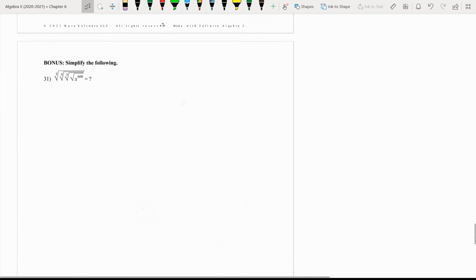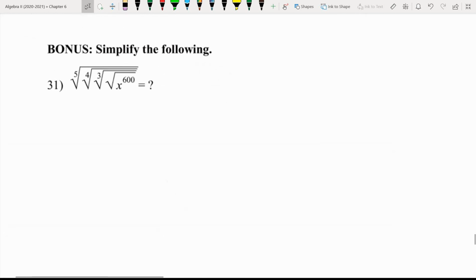And then lastly, the bonus. I'll just mention it really quick here. I talk about this in class, but just work these from the inside out. Figure out first, what is the square root of x to the 600? Well, remember, this is a square root. We just have to divide 600 by 2. So that gets us x to the 300.